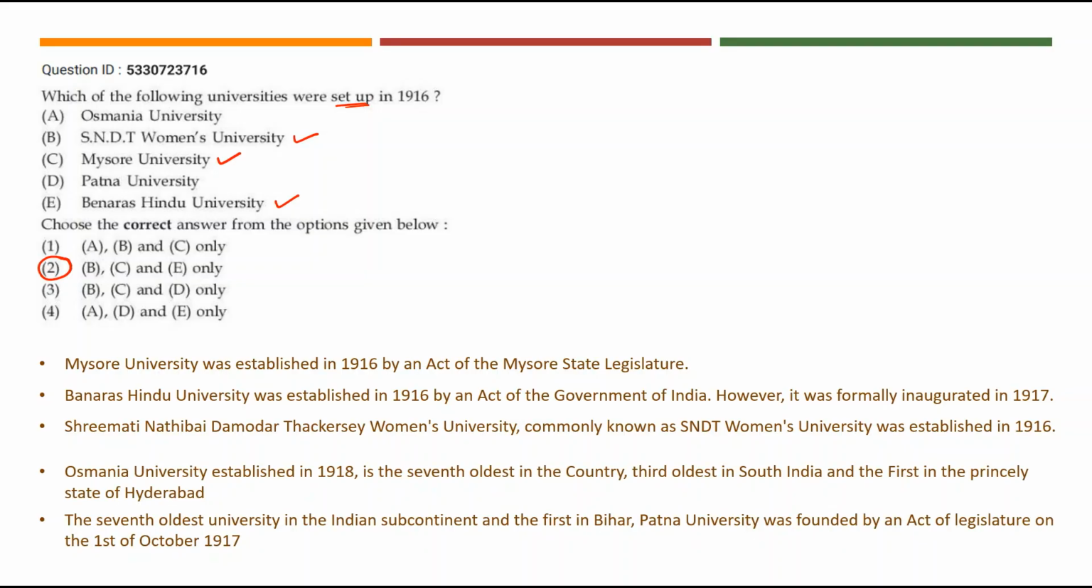Osmania University, established in 1918, is the 7th oldest in the country, 3rd oldest in South India, and the first in the princely state of Hyderabad. Then the 7th oldest university in the Indian subcontinent and the first in Bihar, Patna University, was founded by an act of legislature on 1st of October 1917.